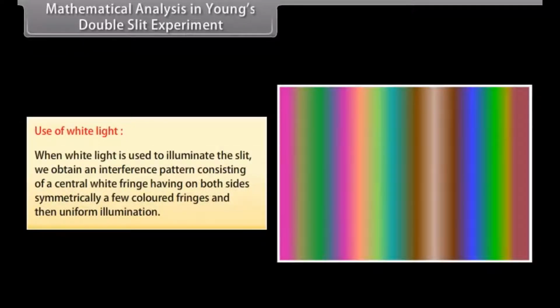Use of white light. When white light is used to illuminate the slit, we obtain an interference pattern consisting of a central white fringe having on both sides symmetrically a few colored fringes and then uniform illumination.